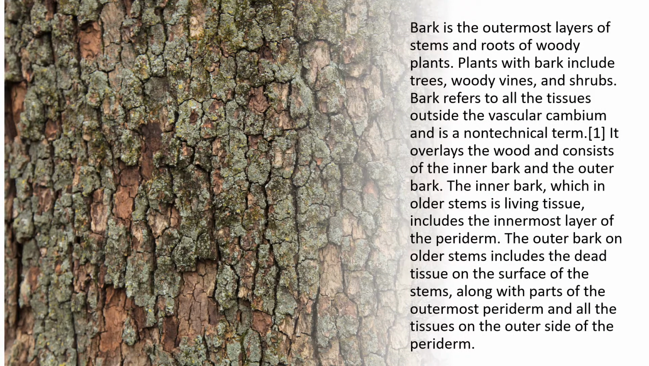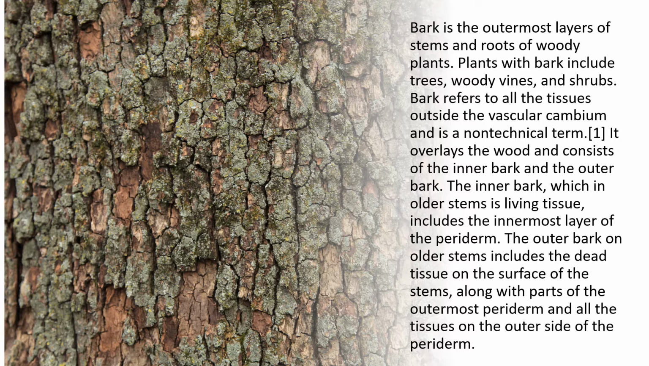Bark is the outermost layer of stems and roots of woody plants. Plants with bark include trees, woody vines, and shrubs. Bark refers to all the tissues outside the vascular cambium and is a non-technical term. It overlays the wood and consists of inner bark and outer bark.